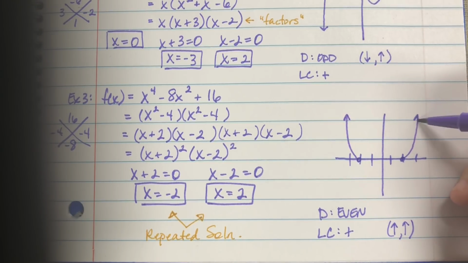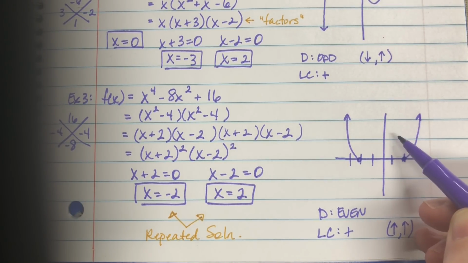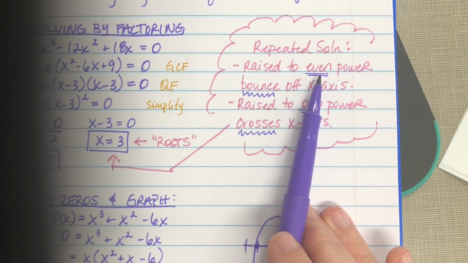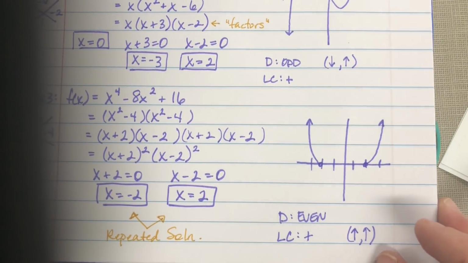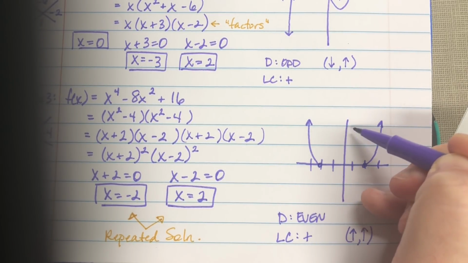What I don't know is if my graph crosses over the x-axis or if it's going to bounce. So when I go back up to my repeated solutions, that's going to tell me. If it's raised to an even power, both of ours are. If it's raised to an even power, it's going to bounce off of the x-axis. So I know that this is going to bounce up and come and cross over somewhere.